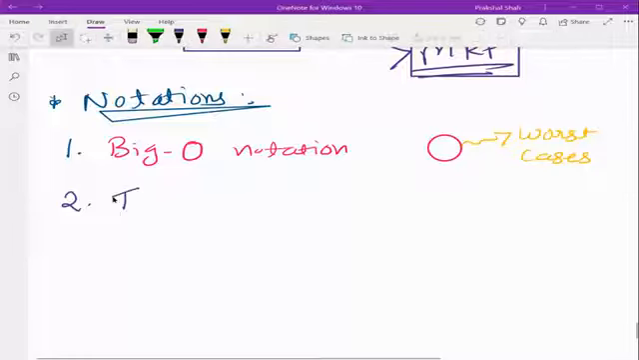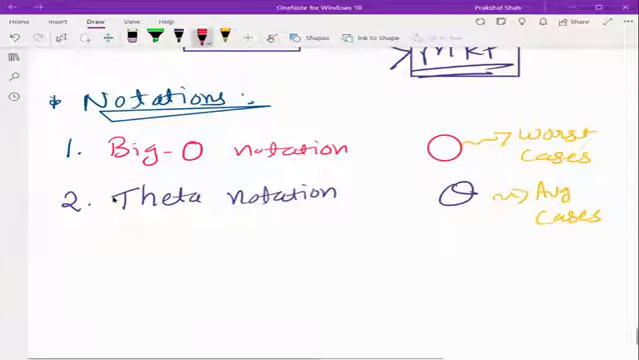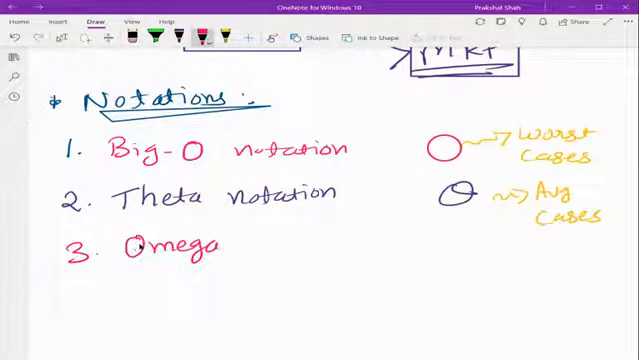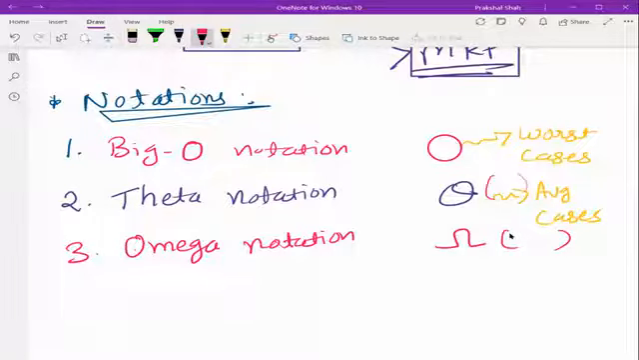Okay. That was my theta notation. It was represented by this. It is for the average case. The third one would be my omega notation. It is represented by this. It will be for the best case scenario.